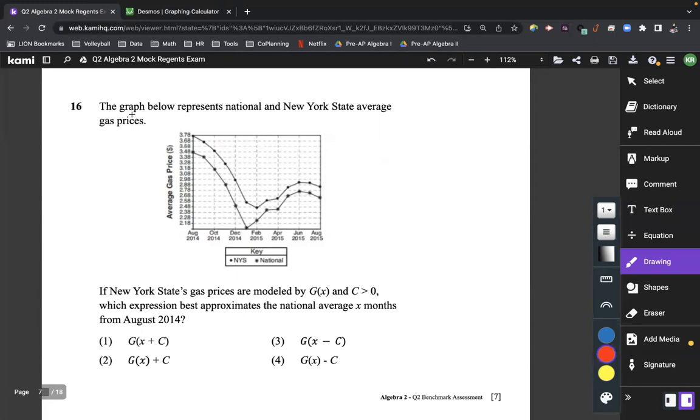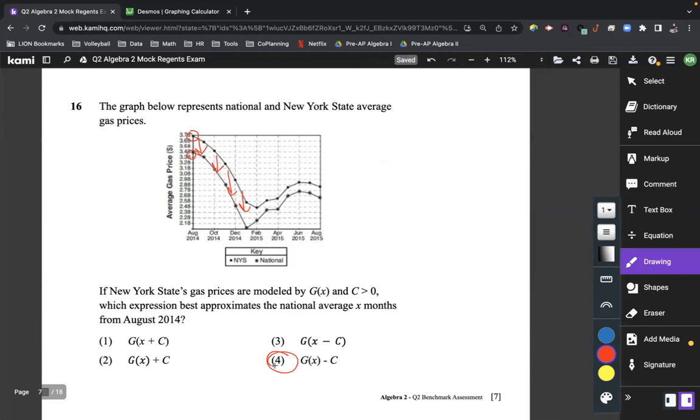So the question is, right, the graph represents the national state average, blah, blah, blah. If New York State's gas prices are modeled by G of X, New York State is the bullet point at the top one, okay? Which expression best approximates the national average X from August of 2014? So looking here, this point to this point, I went down by whatever. All of my points went down. So that means I subtracted on the outsides. To shift down, I subtract on the outside. So the answer here is 4.